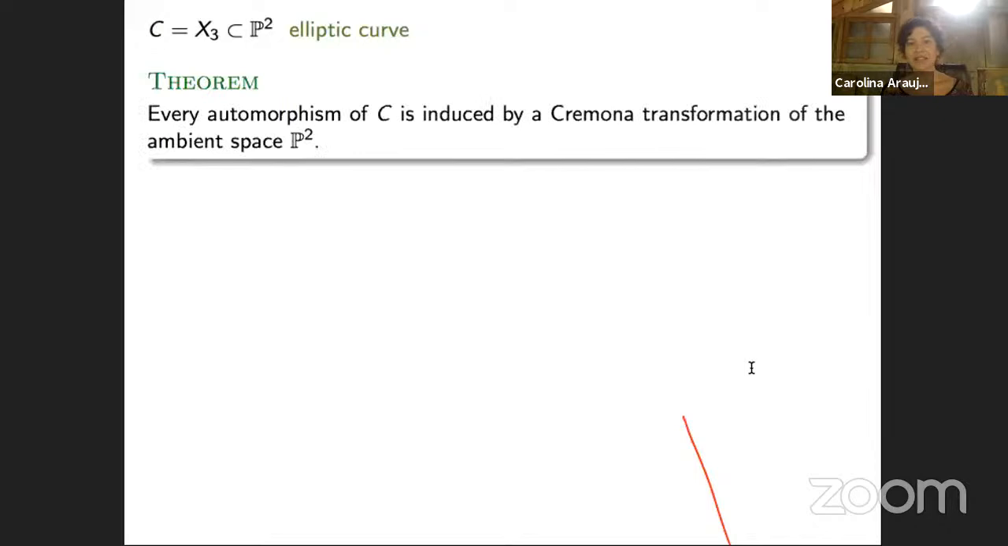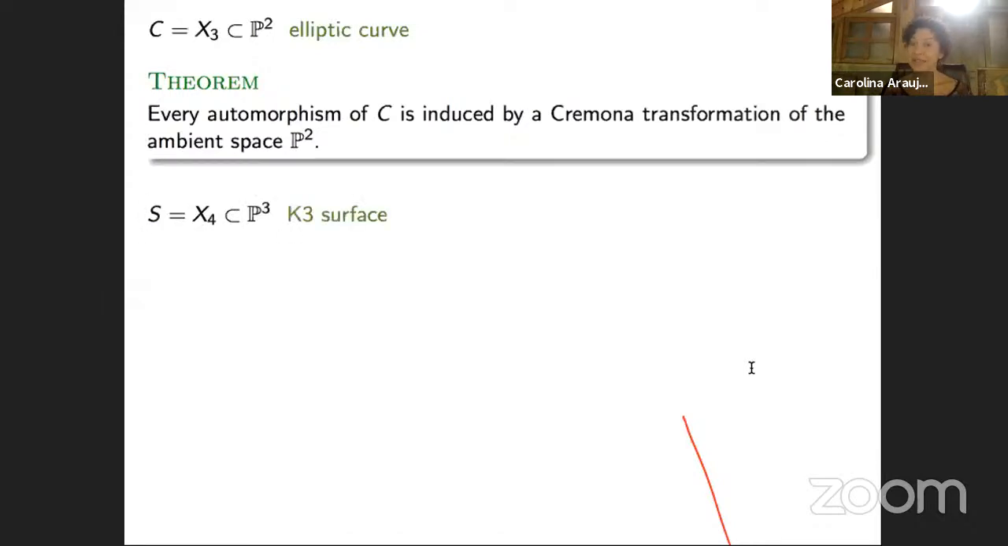Then there is this very nice theorem. This is a folklore theorem. I don't really know who to attribute it to. It says that every automorphism of the elliptic curve is induced, not necessarily by an automorphism of P2, but by a Cremona transformation of P2. And this is very well known.